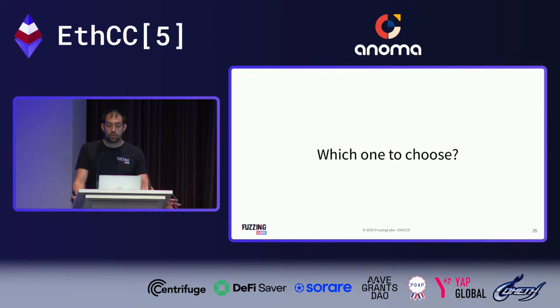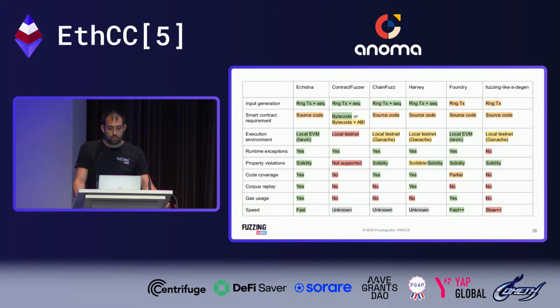So the main question: which one to choose? That's the global summary. Of course, you can see that some of them are really green, and that's nice, especially Echidna, RV, and Foundry, which are, for me, the key contestants. In terms of speed, we can see that Echidna and Foundry are really fast. For RV, okay, I don't know.